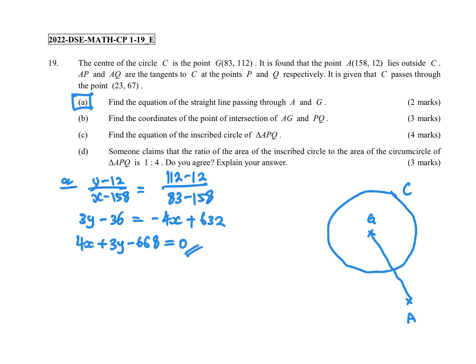Right, part B. Find the coordinates of the point of intersection of AG and PQ. So where's PQ? AP and AQ are the tangents to C at the points P and Q. And then C also passes through another point. Okay, like this.